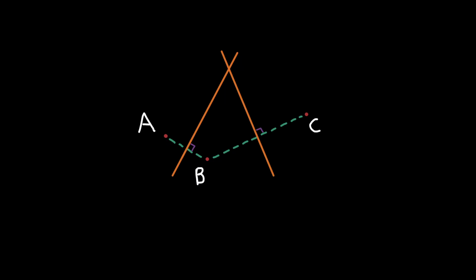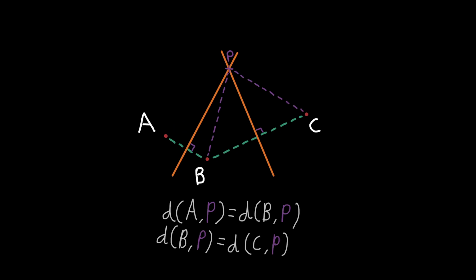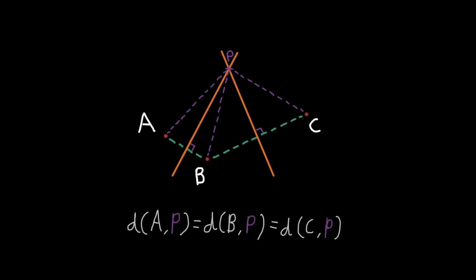Consider what we know about the point where the 2 bisectors intersect, which we'll call P. Since P falls on the bisector between A and B, P must be an equal distance from A and B. At the same time, P also falls on the bisector between B and C, so P must also be an equal distance from B and C. We can combine these 2 pieces of knowledge to tell us that P is an equal distance from all 3 points, A, B, and C.